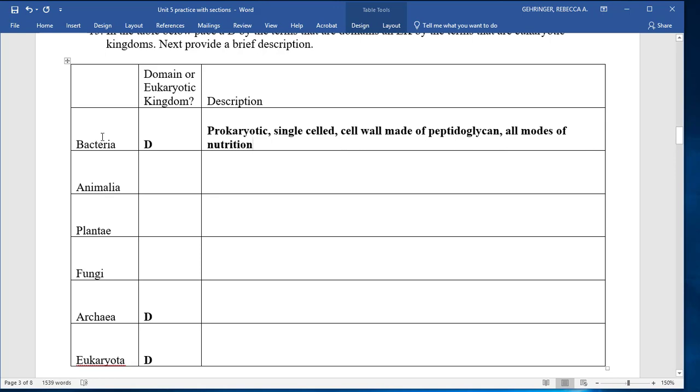Okay, so then animals. Well, we already did our domain, so that means animals are a eukaryotic kingdom. And then what makes an animal? So they are eukaryotic, obviously. How many cells in an animal? Well, the exact number doesn't matter, but do they have more than one? Yes. So they're multicellular. Do they have a cell wall? No. And then how do animals get their nutrients? They have to eat food. So what's the word for that? They are heterotrophic.